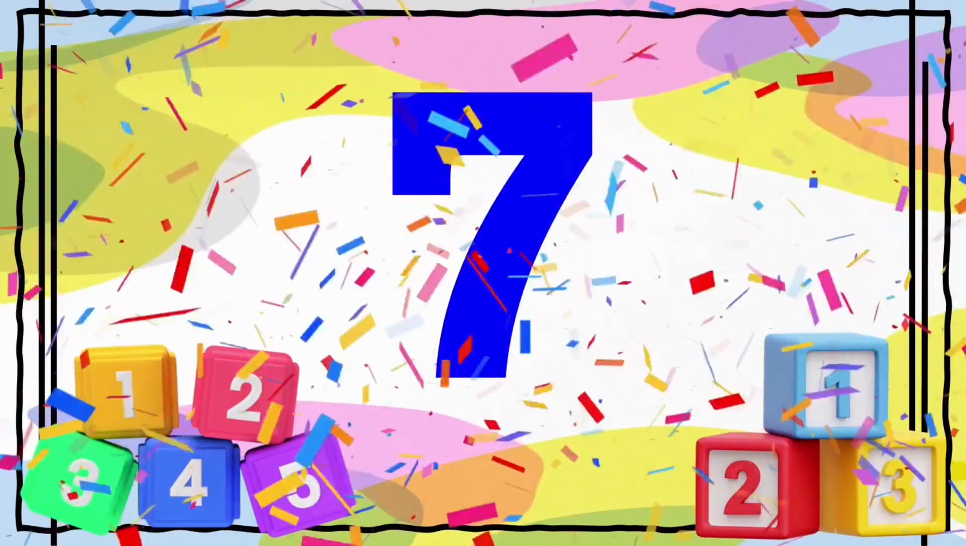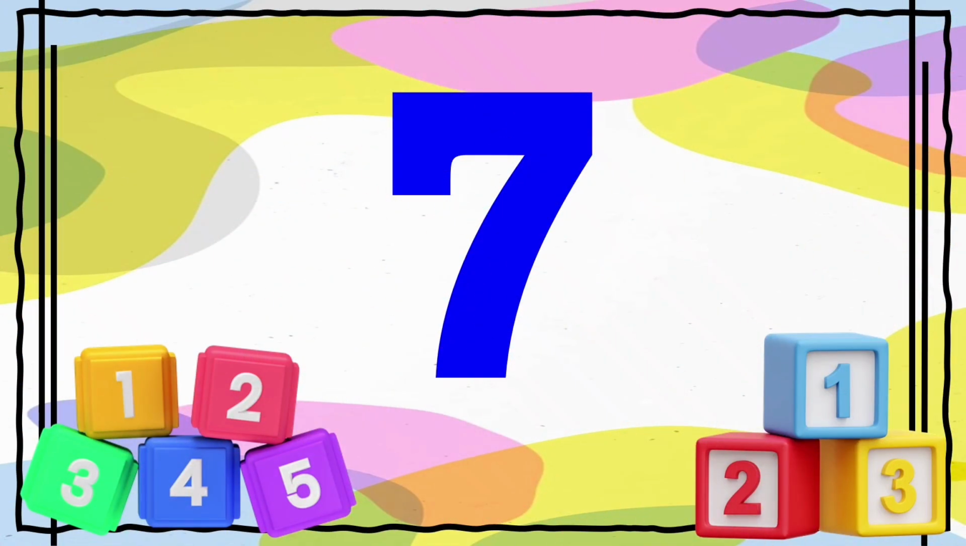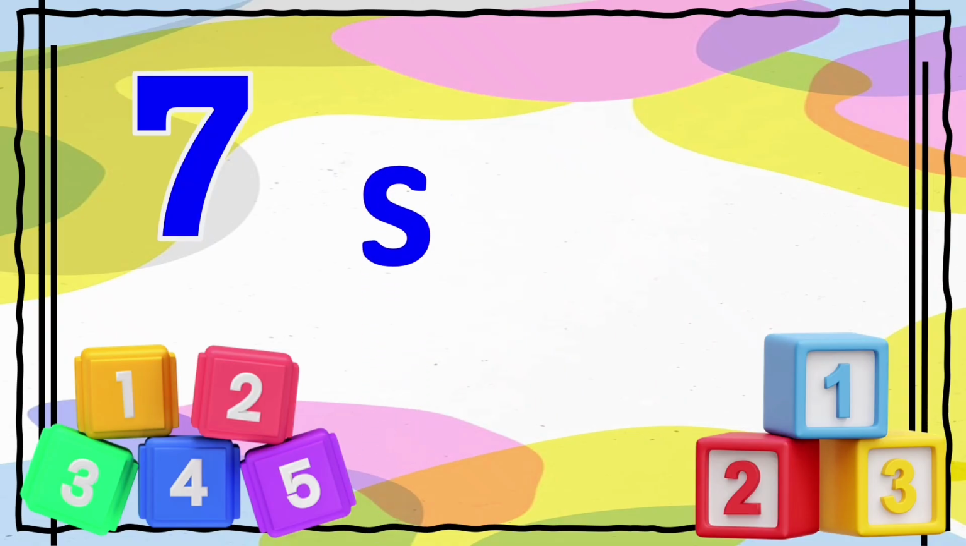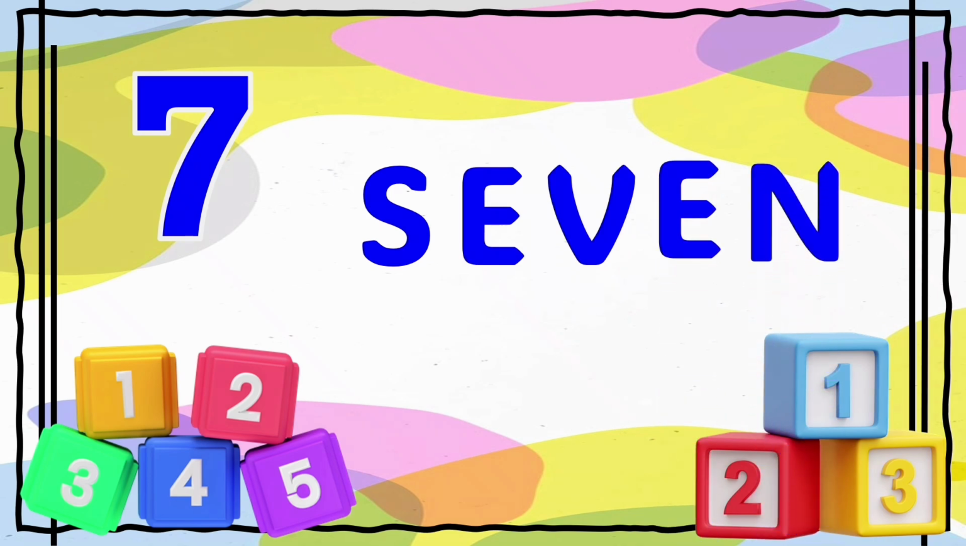7. Do you know how to write 7? Draw a straight line across at the top. Then draw a slanting line down to the right. 7 is so easy to write. What is its spelling? S E V E N. 7. Let's see some examples.